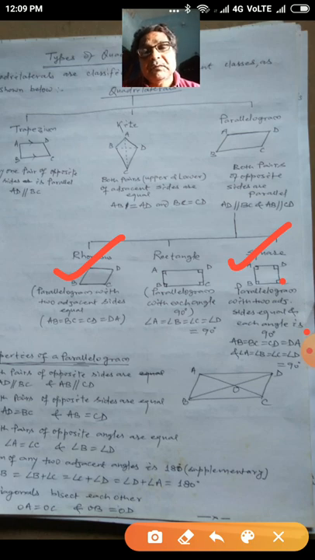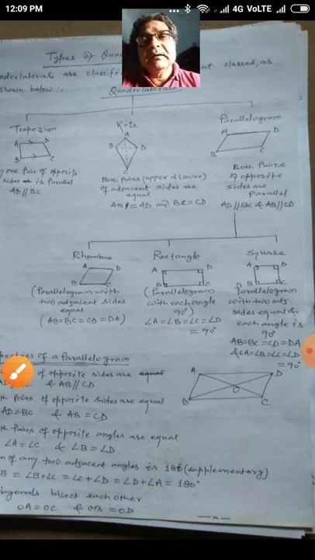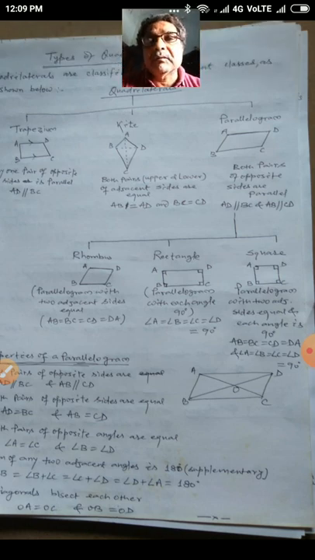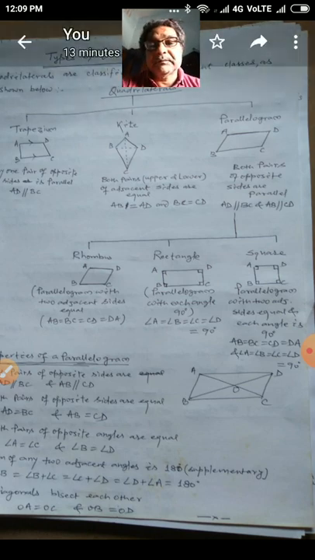So, how to define this square? A square is such a parallelogram which has each angle 90 degree and whose any two adjacent sides are equal, that is, all four sides are equal. Such a parallelogram is called a square. So student, pay attention here. It is very important to understand that a square is also a rhombus, but the converse may not be true.